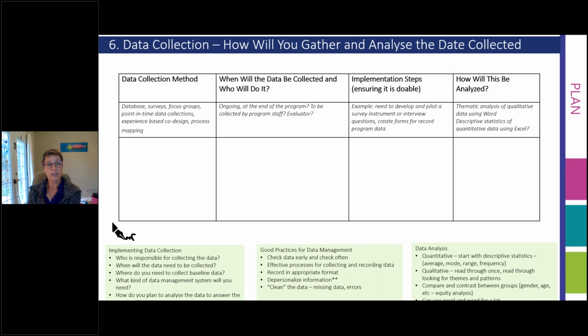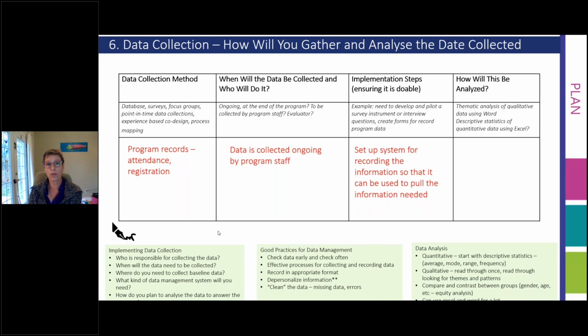So applying this to our example program, the data collection method, I think we said was going to be program records, attendance and registration. And I think we said it was going to be ongoing by program staff. And the implementation step here was in setting up some kind of a system where the information could be reported so that it could be pulled. Even if it's saying, you know what, we're going to keep all our hard copies and we know that we're going to have to work with them at the end. It's possible. There's nothing wrong with that.